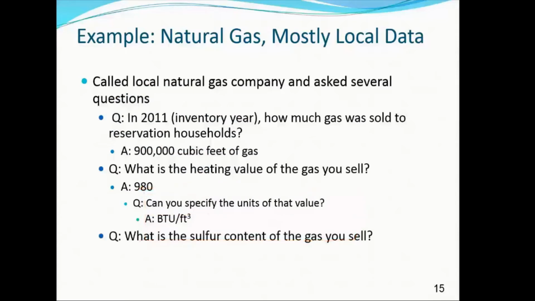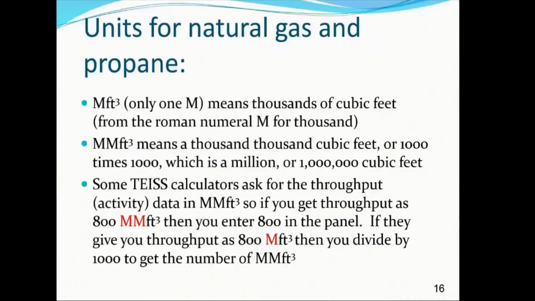And then there's one more question you need to ask: what is the sulfur content of the gas you sell? And they say, I don't know. So sometimes you can't get all of the information you need. On sulfur content and heat content, usually you can find default values online. If you can't get them, usually you can use the defaults. So what we're going to do now is look at how the information you collected is entered into the TEISS calculator.